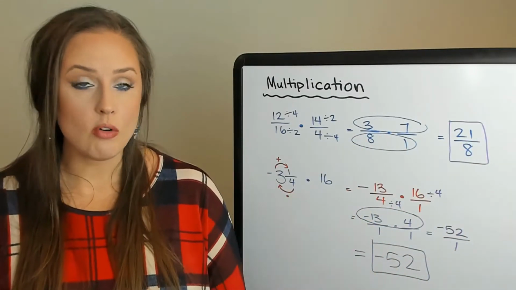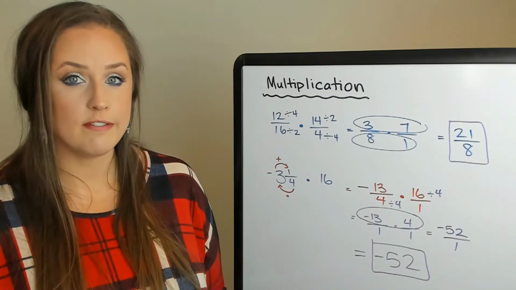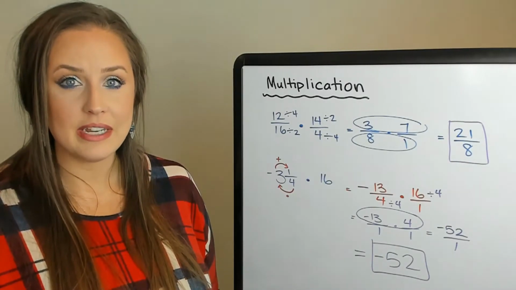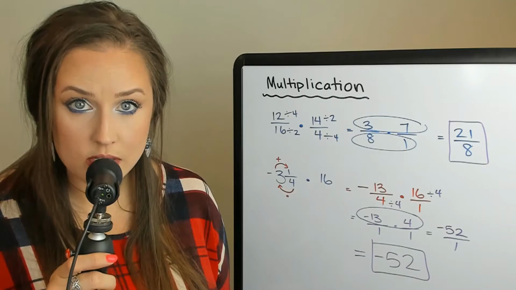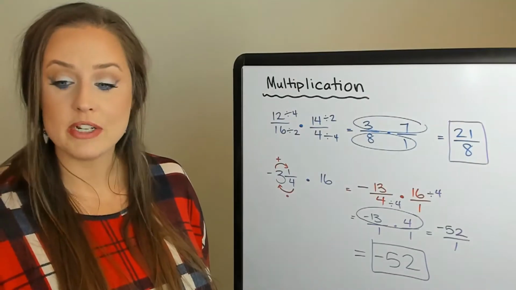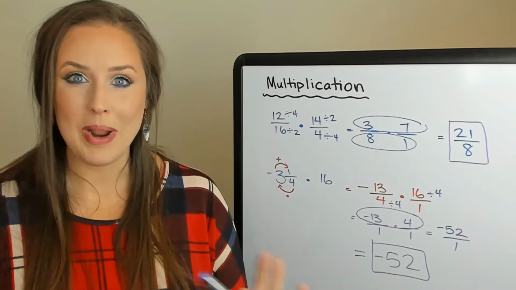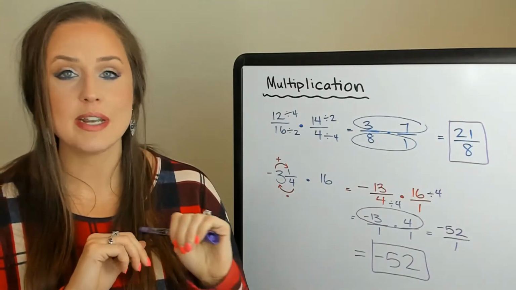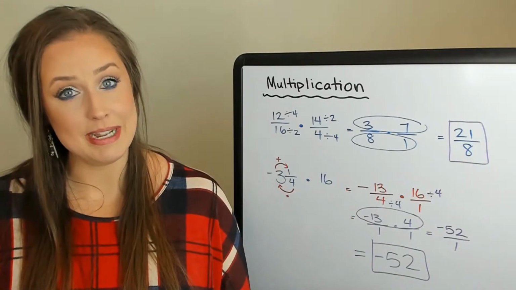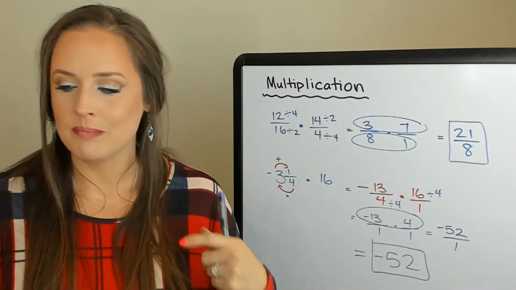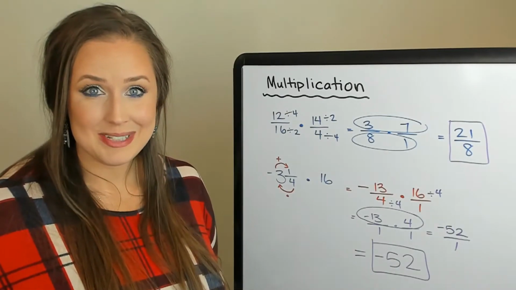So again, as an overall recap, you can reduce vertically and diagonally, never horizontally, and then multiply straight across. But when in doubt, wait it out and just multiply straight across and reduce at the end. Either way, you'll get the same answer. So no harm, no foul. So let's talk about division next.